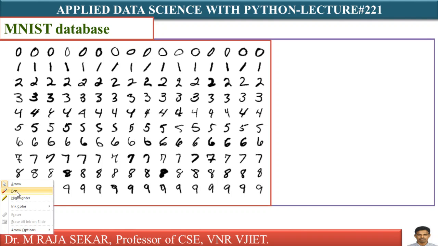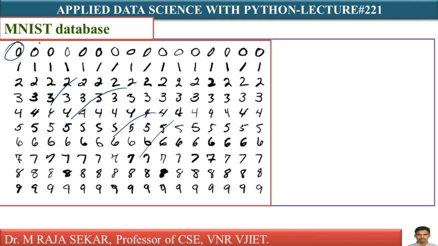Just observe, this is a database. All these are handwritten. 0 is a handwritten digit. 1 is a handwritten digit. 6 is handwritten. This is a database which consists of handwritten digits.